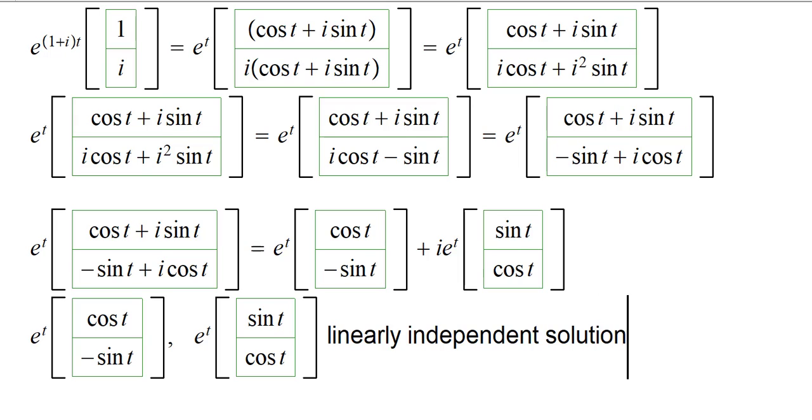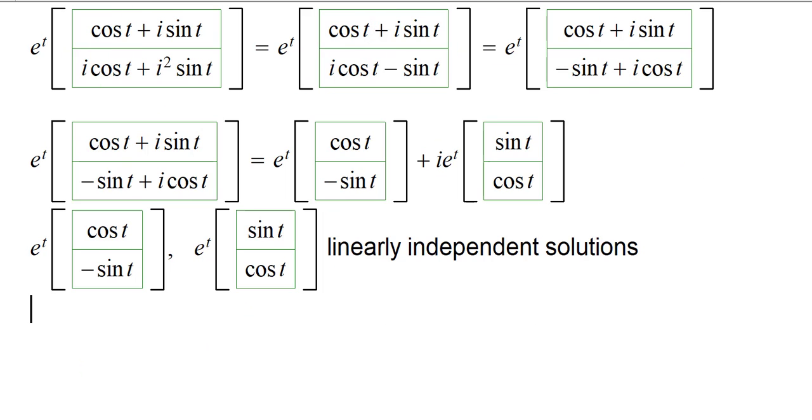And as I said, even if you work with the other eigenvalue or the other eigenvector, you will get to the same conclusion, meaning you'll get to an equivalent result. So what happens here is that we got two linearly independent solutions.